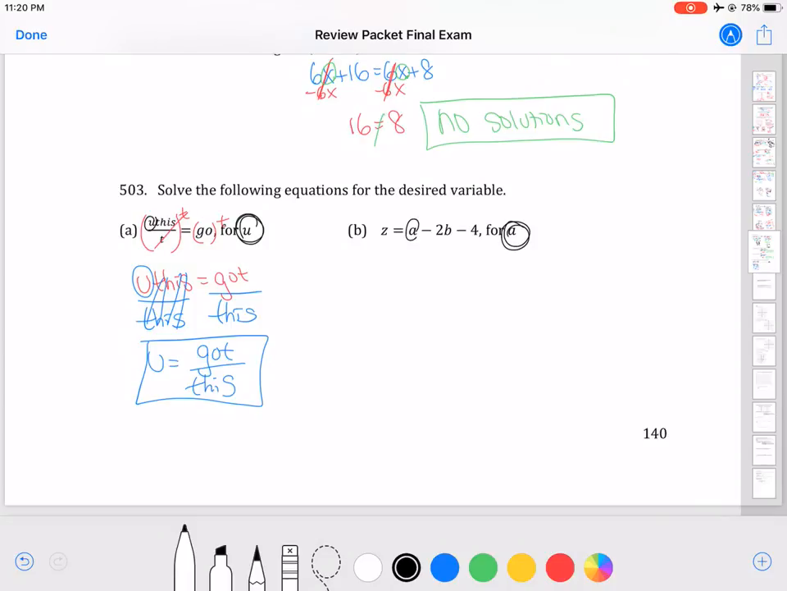Next one, just another example of a different literal equation. I'm solving it for A, which means get A by itself. So I've got to get rid of that minus 2B and that minus 4. So I'll get rid of the 2B first. It really doesn't matter which one you get rid of first. But because it's a minus 2B, I do the opposite and I add 2B to both sides.